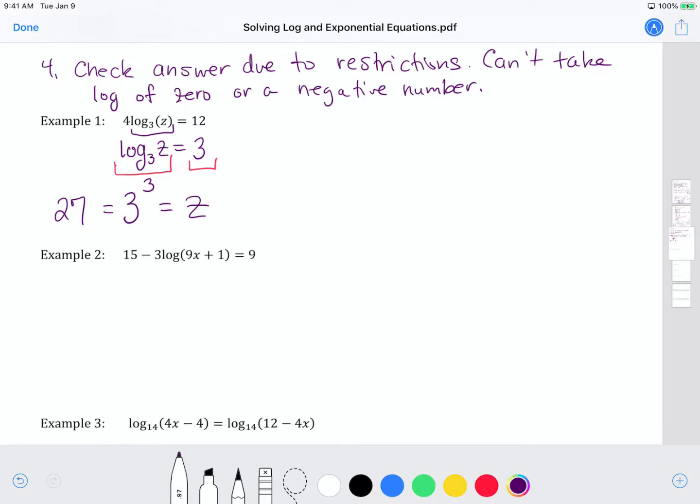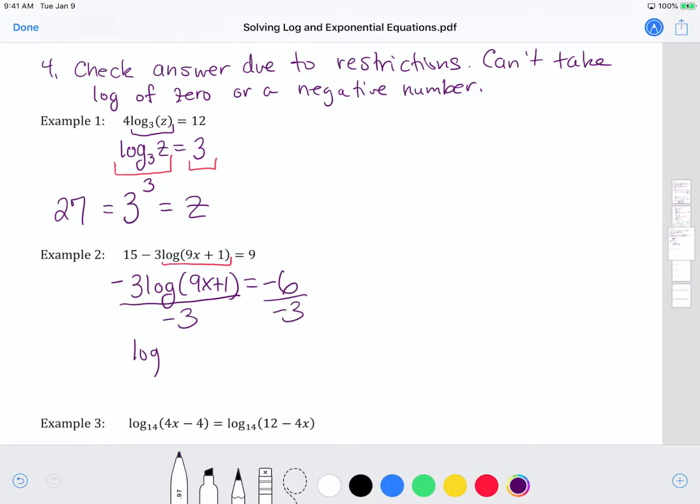Okay, and in example 2, this is what I need to isolate. I don't have multiple logs here that I need to condense together, but I do need to get that log by itself and everything else on the other side. So the first thing I'm going to do is subtract 15 from both sides. So I have 9 minus 15. That's going to give me a negative 6 on the right-hand side. Then I'm going to divide both sides by negative 3.